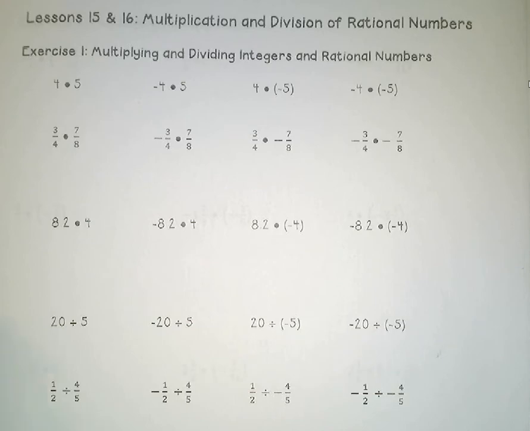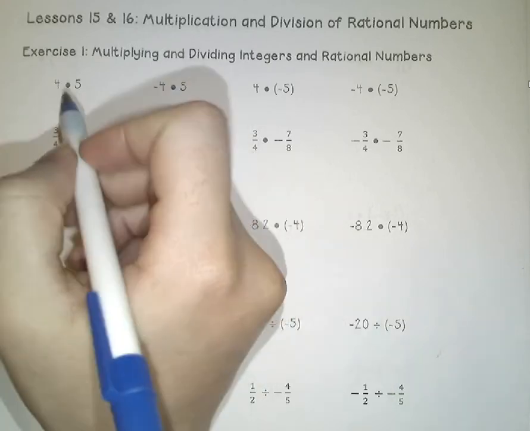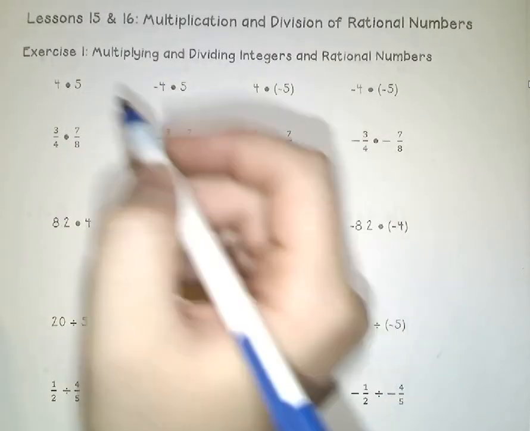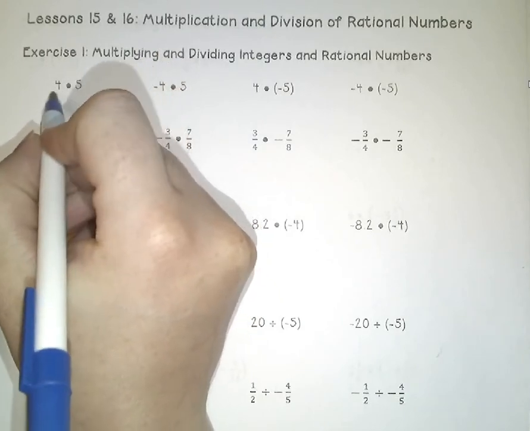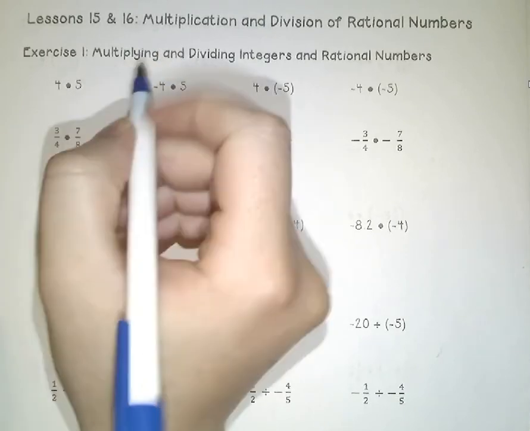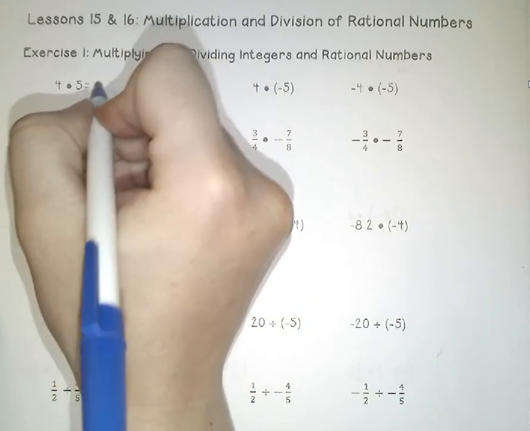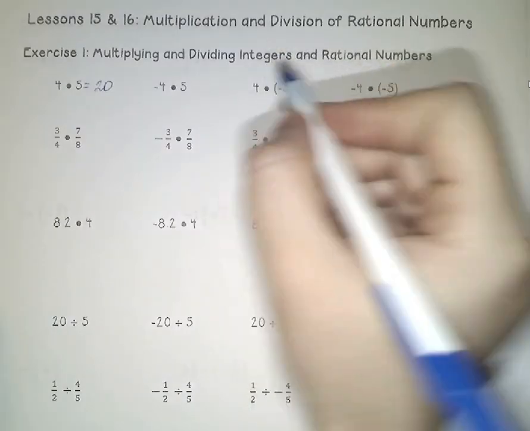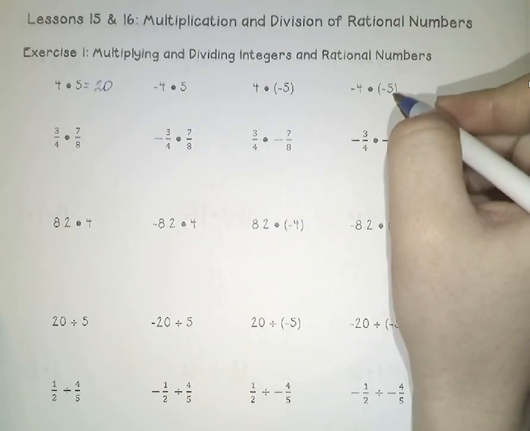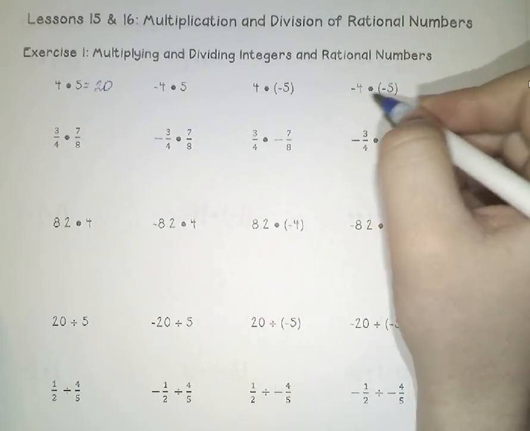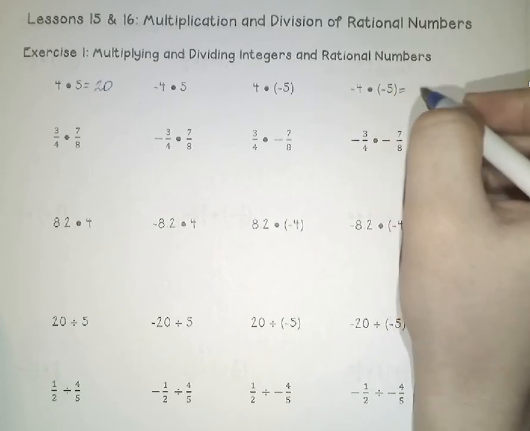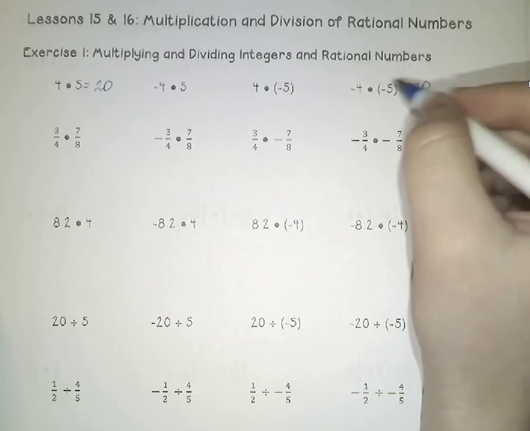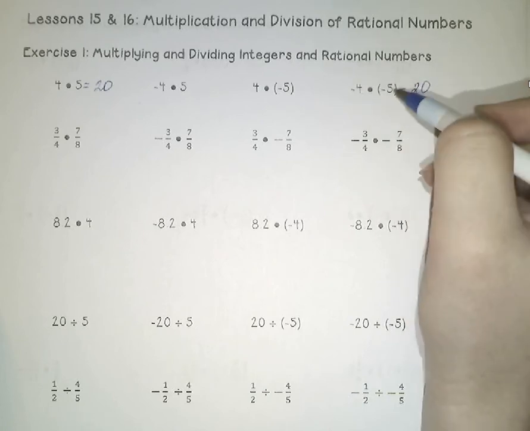Just to review the rules of multiplication and division of rational numbers. When we multiply numbers with the same sign, just like positive 4 and positive 5, our answer is going to be positive. So our answer here is positive 20. The same goes for two negative numbers. When we multiply numbers with the same sign, both of these are negative, our answer is positive 20. It's like taking away four groups of a negative number.